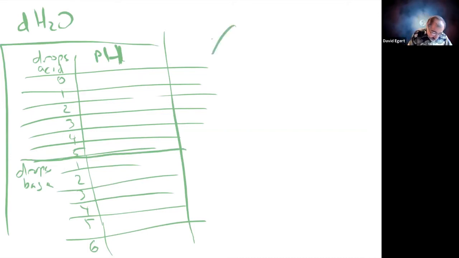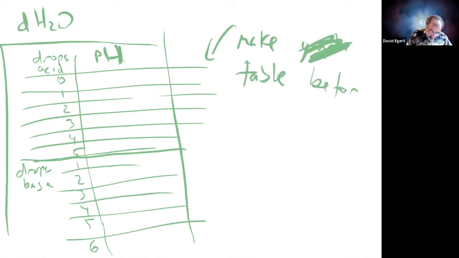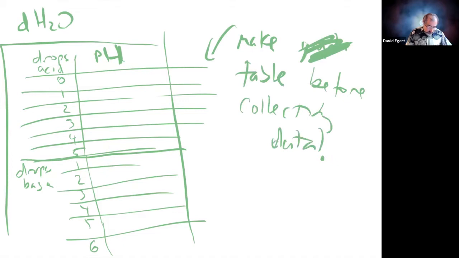So make a graph or make a table before collecting the data. Assuming that you know the procedure, you're going to be adding drop by drop and recording the pH. So put this ahead of time, make it pretty. That way, as you get the data, you'll have a place to put it.